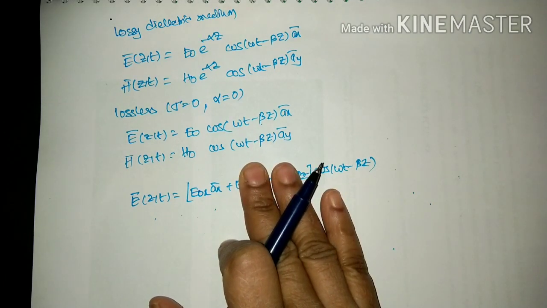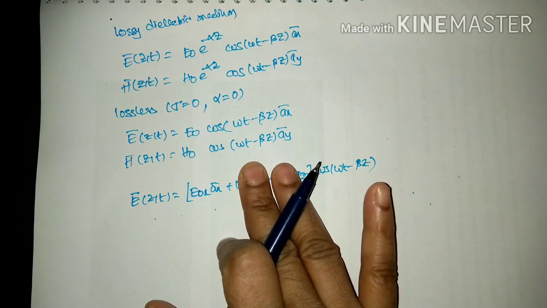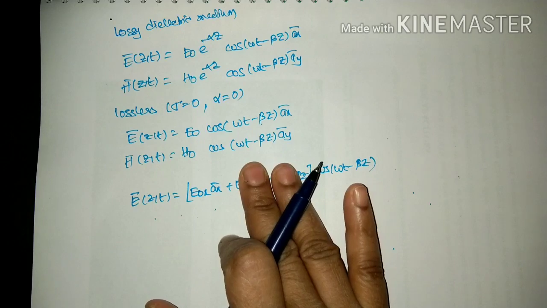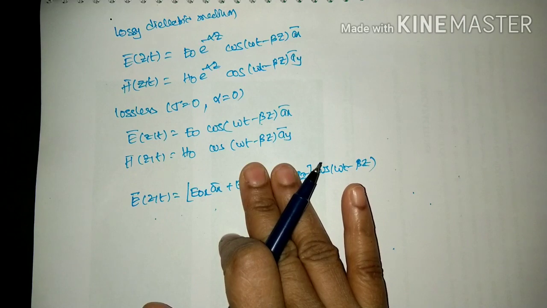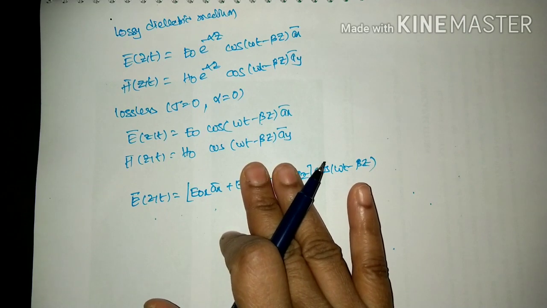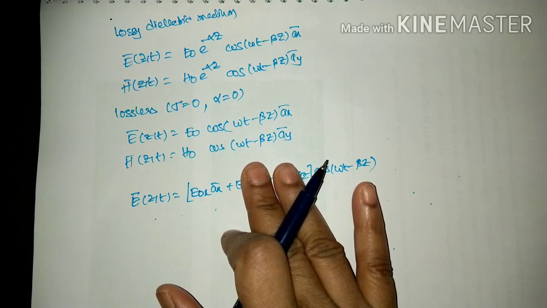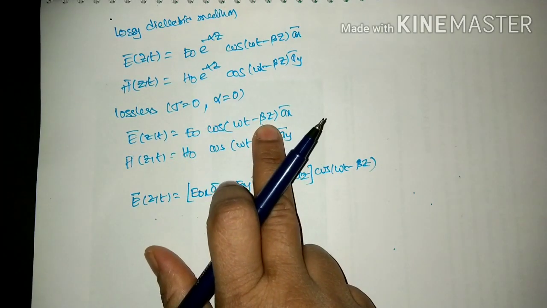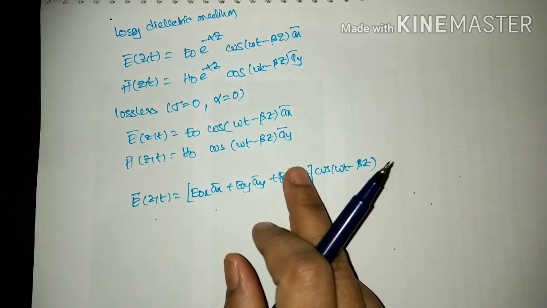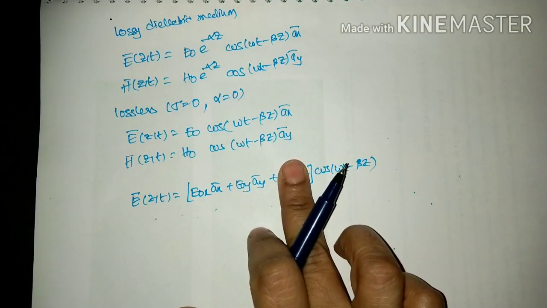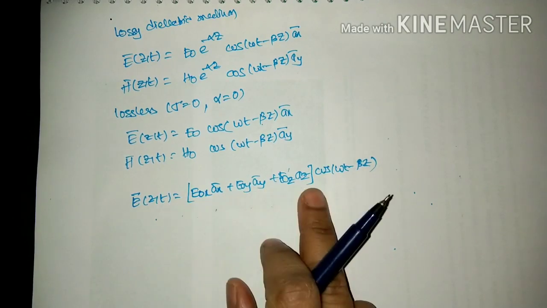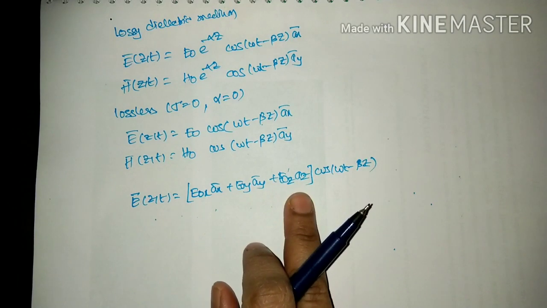So EOX ax bar into cos of omega t minus beta z is also a TEM wave. The only condition for the wave to be TEM is it should not have a component of the electric field along the direction of propagation. So if that is satisfied, then the wave is said to be TEM. Now this wave is a TEM wave because it has x component only, but the wave is propagating along z direction. This is a TEM wave. If you remove this, this is also a TEM wave. But if it has a component along the z direction, then this is not a TEM wave. It is a general wave expression.